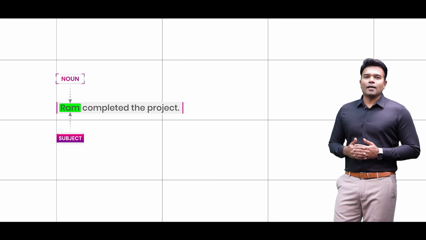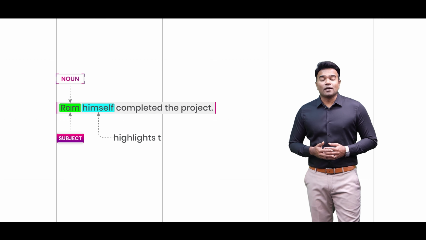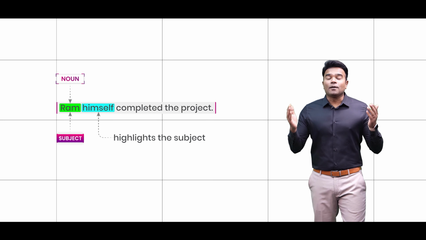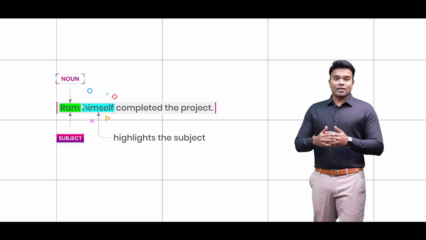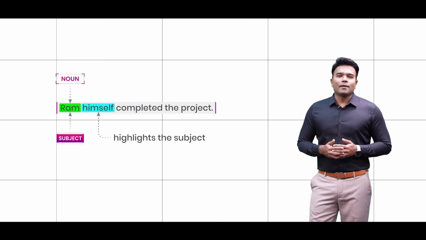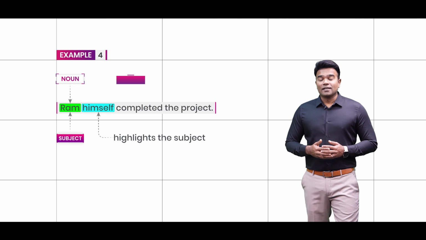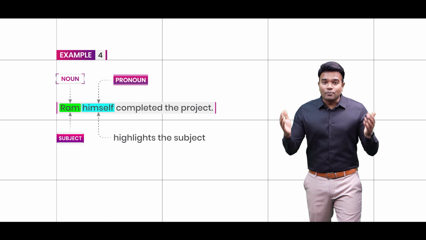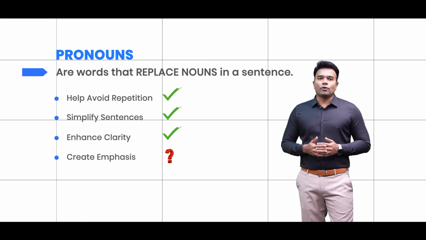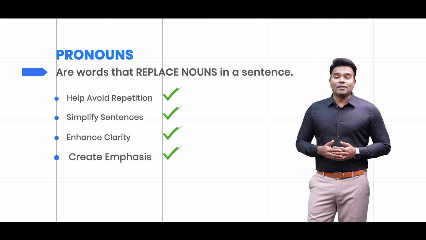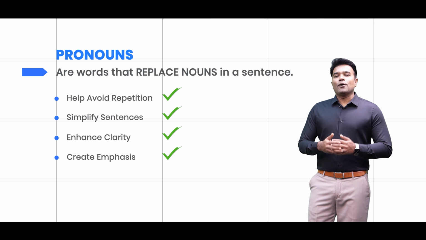But with the introduction of the word himself, we get to know that it is Ram who has put in an immense effort to complete the project. In other words, the word himself here is creating that emphasis, and even such words in English are categorized as pronouns. Through this example, I'm sure you have been able to understand that pronouns help in creating the required emphasis if the sentence actually requires it.